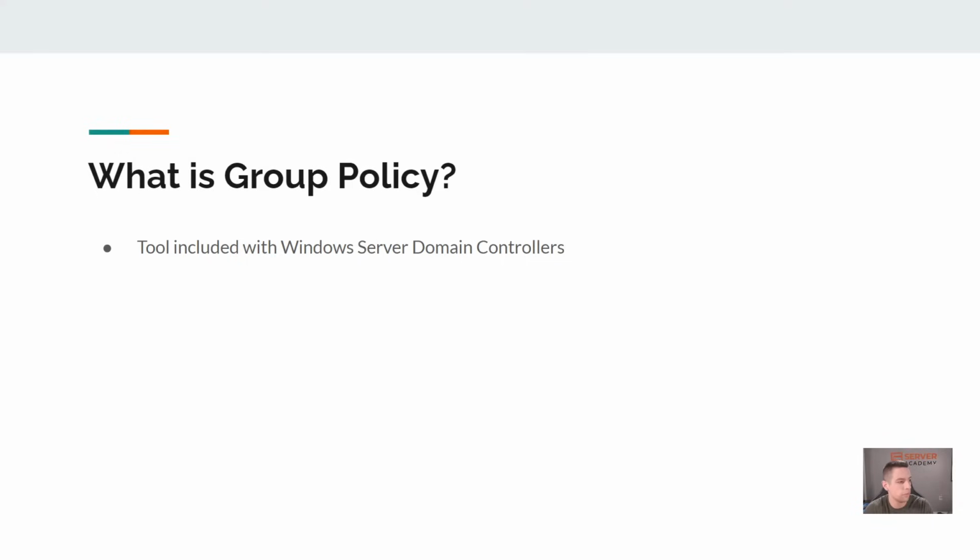It's a tool that's included with Windows Server domain controller. So when you install the Active Directory or ADDS server role, it's going to install a bunch of tools that are related to group policy, like Active Directory Users and Computers, Sites and Services. One of the tools is Group Policy. You can also install group policy using what's called the Remote Server Administration Toolset.